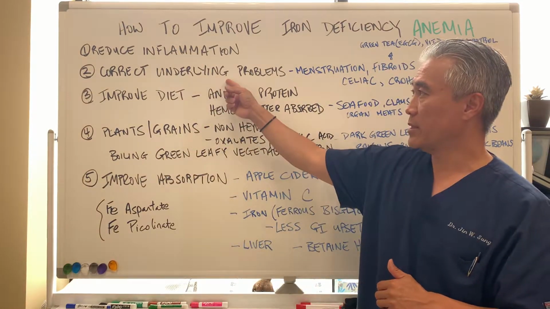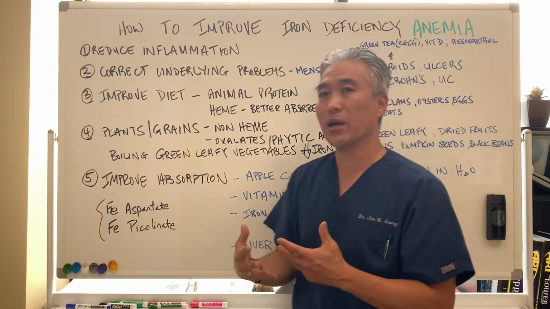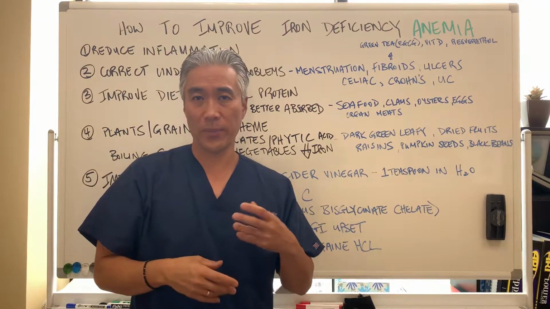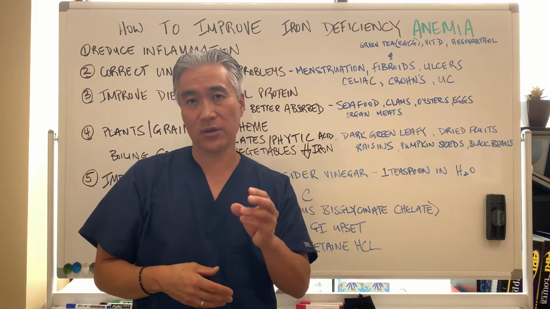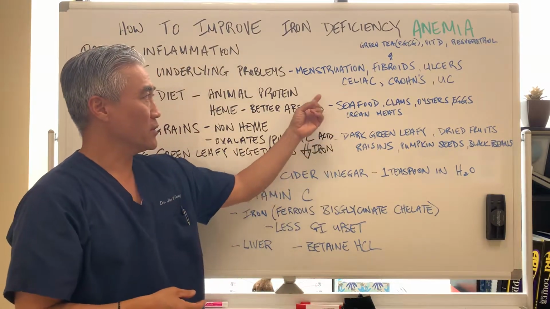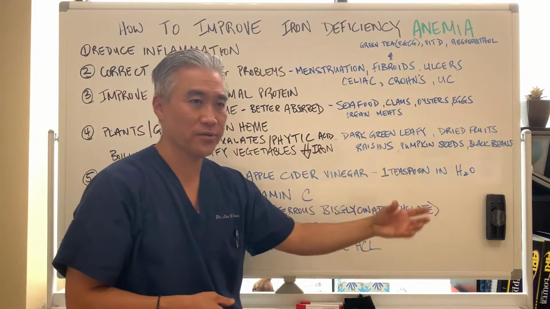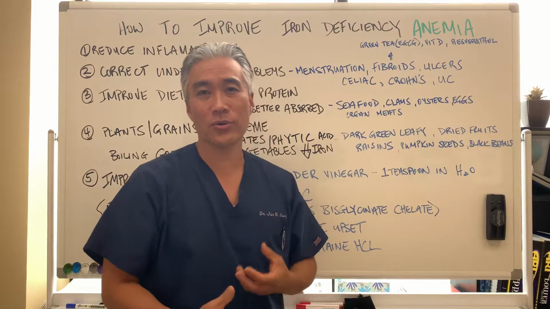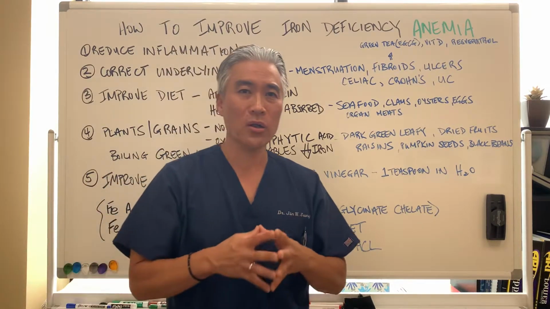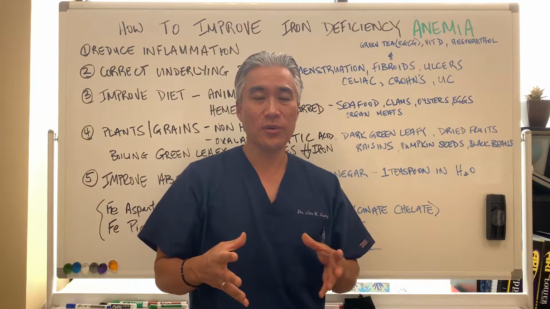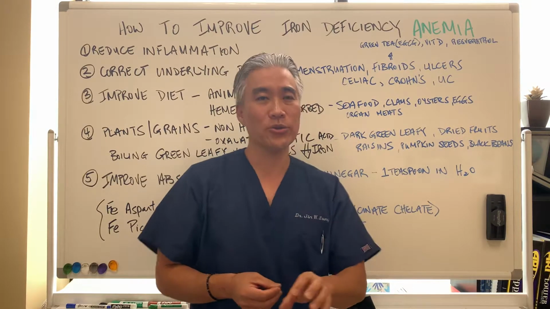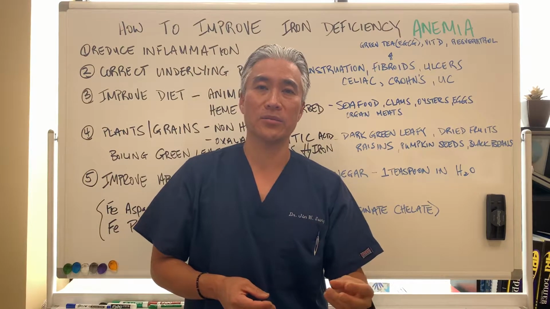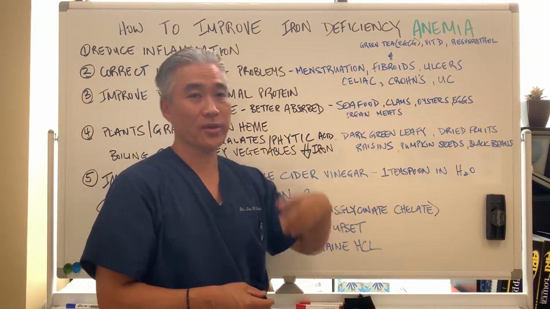So that leads to number two, correcting the underlying problems, right? There are a lot of different causes, like I said, and if you went back to our other videos, you can see the different causes. However, things like heavy menstruation, fibroids, ulcers, autoimmune diseases like celiac, Crohn's, or ulcerative colitis can all impact iron deficiency. So it doesn't matter how much iron you give these individuals, you have to correct the underlying mechanisms, right? If you have celiac disease, you can't have gluten.